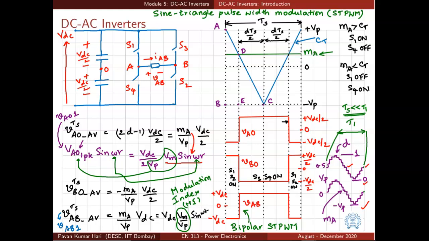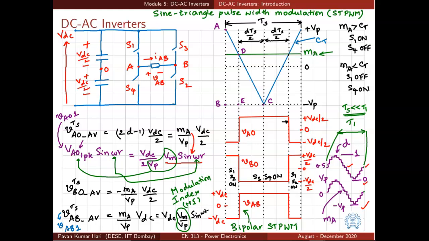There is an alternate way of switching the same inverter in such a way that we get the same fundamental component. And what is the fundamental component? It is VDC into Vm by V peak into sin omega t. And what are Vm and V peak? Vm is the peak of the sinusoidal modulated signal and Vp is the peak of the triangular carrier signal.